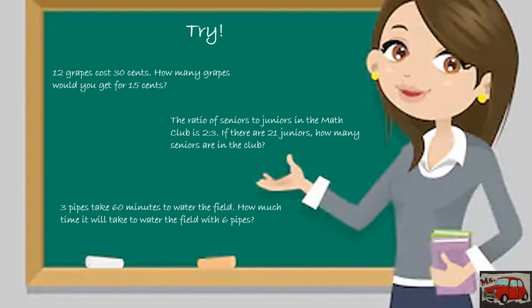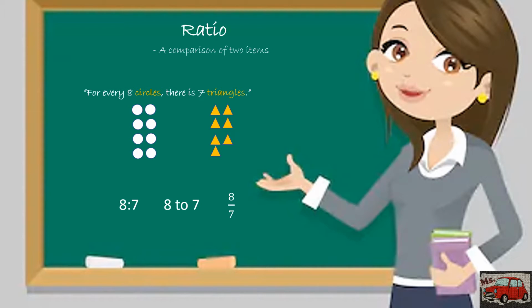Okay? So ano nga ba ang ratio? Ratio is a comparison of two items. So for example, we have here circles and triangle. So we are comparing their quantities. So sabi dito, in every 8 circles, there is 7 triangles. Okay? And you can write it in 3 ways. Alright? Pare-parehas lang yung meaning nila or value nila.